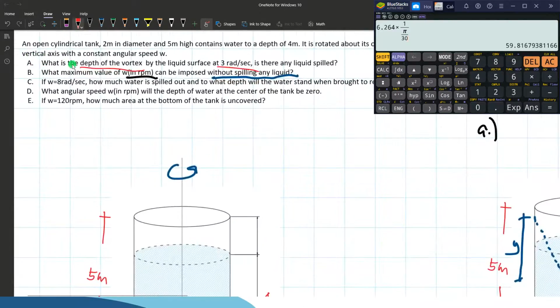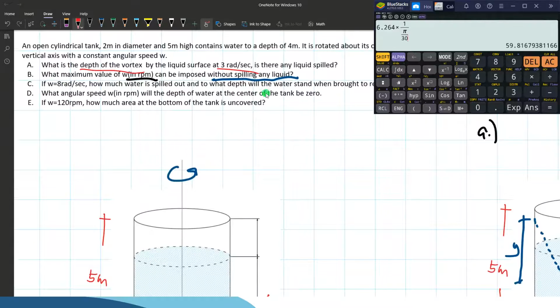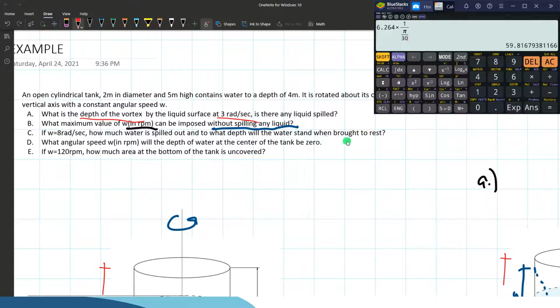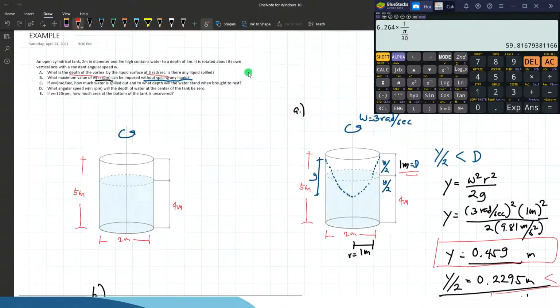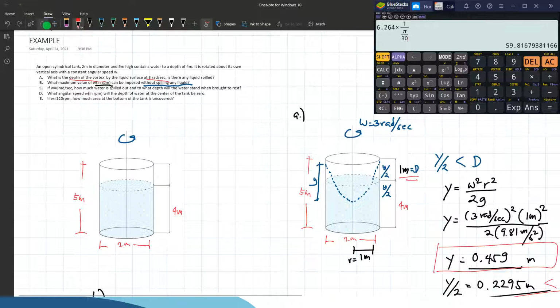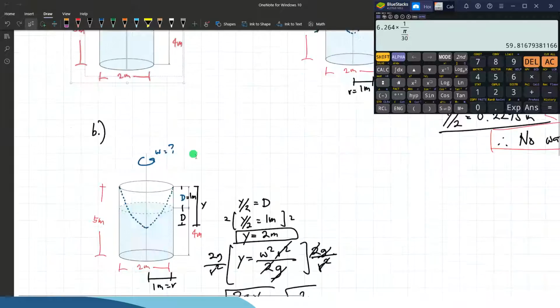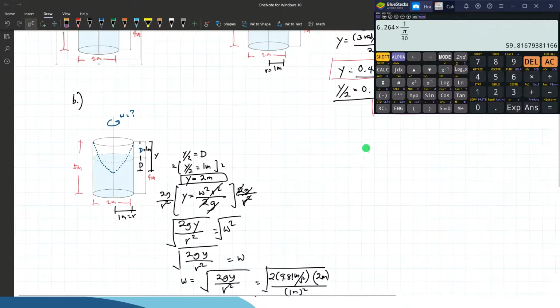Letter C. If W is 8 rad per second, how much water is spilled out, and to what depth will the water stand when brought to rest? Okay, so let's determine the volume of water that will be spilled. So let's have a copy of this figure again for letter C.